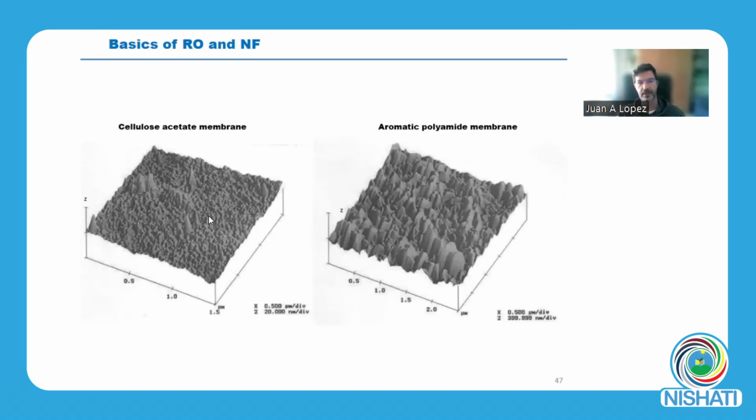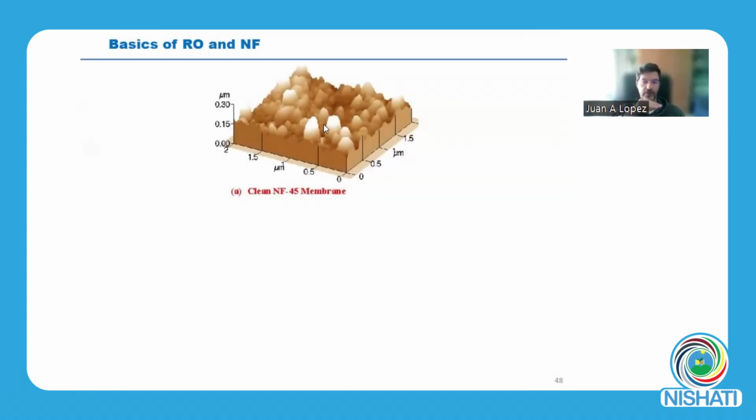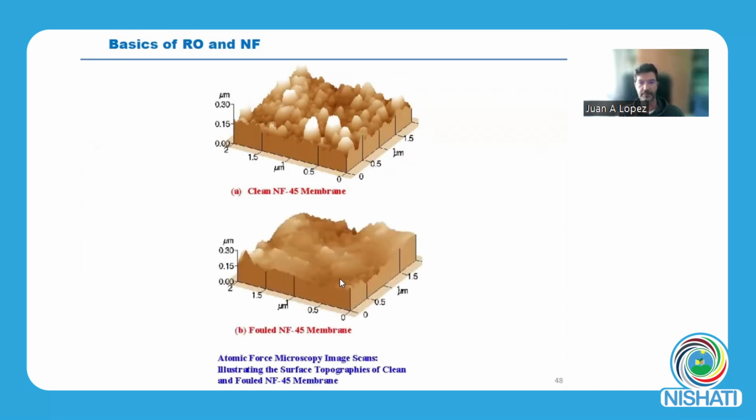Here with the cellulose acetate membranes, bacteria, colloids, etc., cannot find a place to hide. Or it's not easy for them to attach onto a membrane because they are swept out of the membrane by the water. For instance, this is a clean commercial nanofiltration membrane with a peak and valley structure.